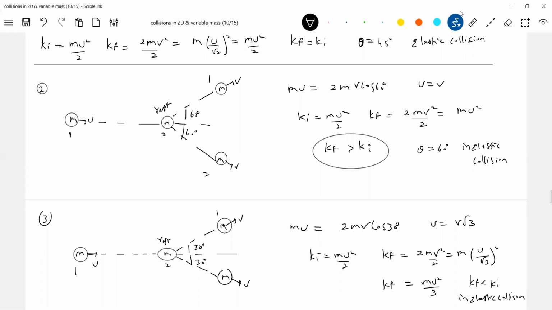So if the deflecting angle is less than 90, Kf is less than Ki. If the deflecting angle is greater than 90, Kf will be greater than Ki. If the deflection angle between the colliding particles is equal to 90 degrees, it will be an elastic collision.